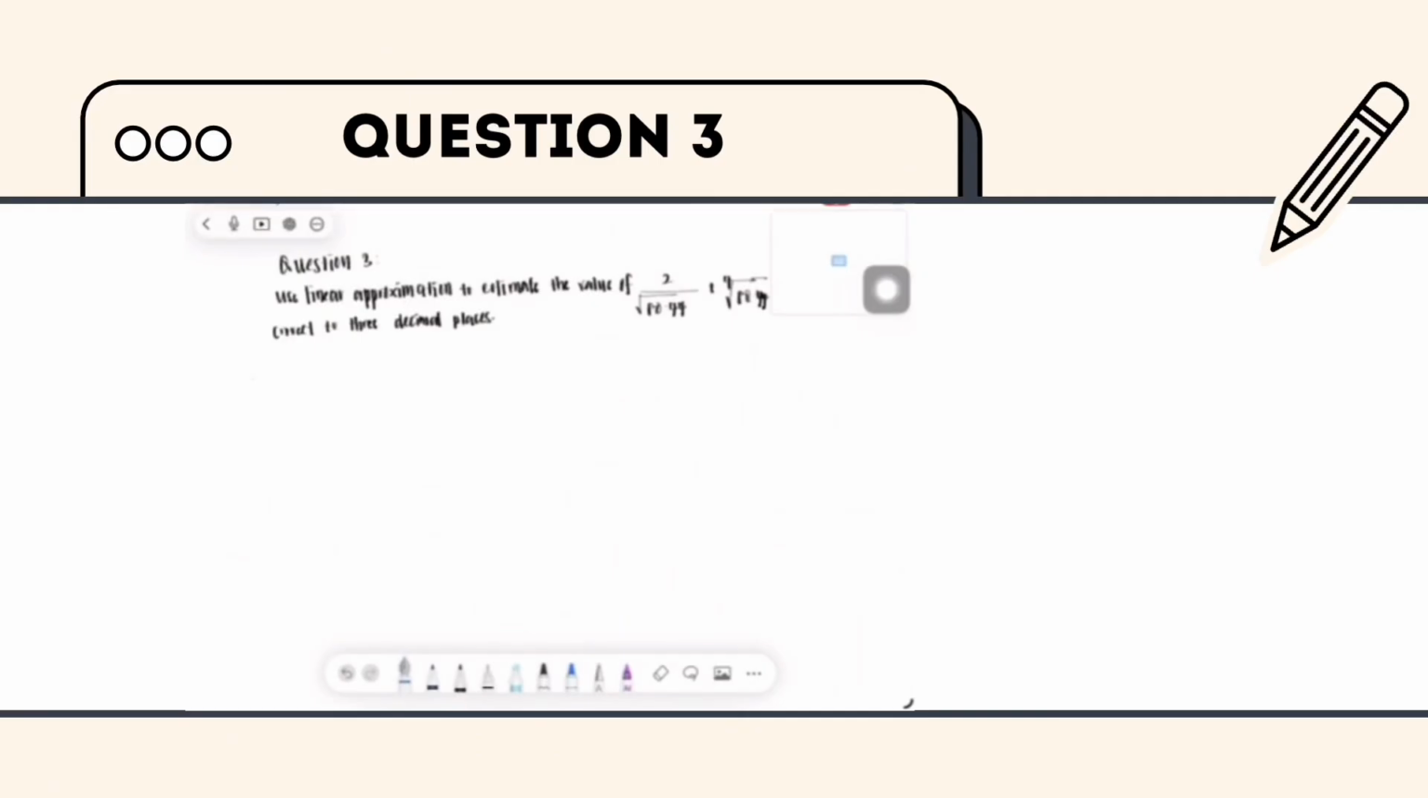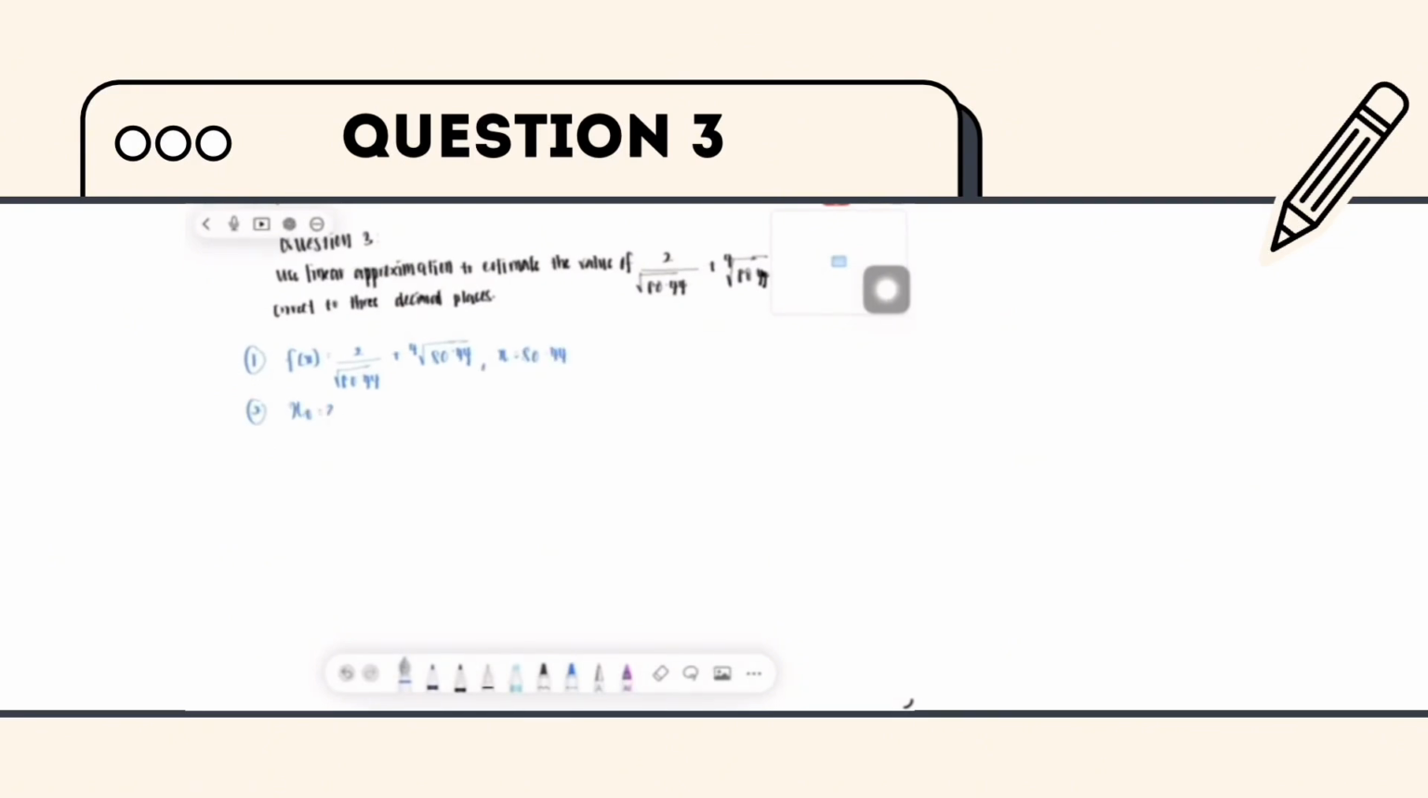Hi, my name is AQILAH. Today I'm going to explain question 3. First, we define the function from the equation. We want to estimate the value when x is 80.44 using linear approximation. Since 80.44 is very close to 81, we choose 81 because it's easier to calculate.